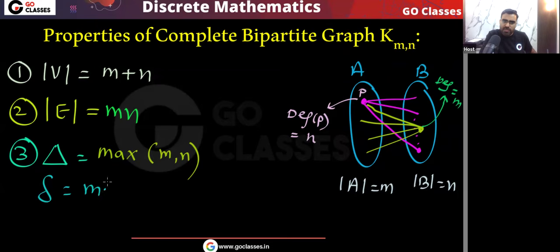What will be the minimum degree? That will be minimum of m comma n. Okay, so these small things, you can easily see. And what will be the degree sequence? That also you can easily find. The degree sequence, tell me, what will be the degree sequence?